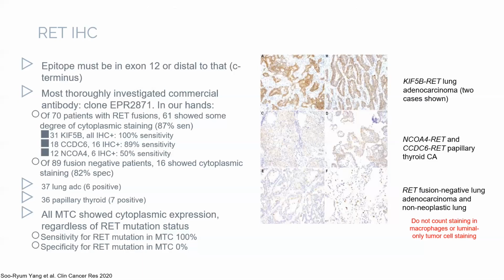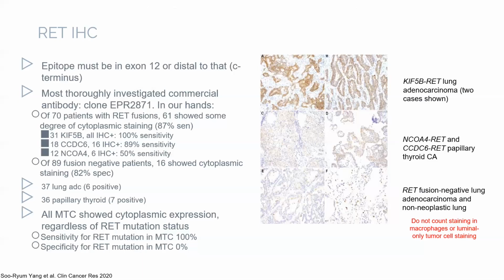We found it not to be useful for medullary thyroid because it stained every case regardless of mutation status, and that might be due to the neural differentiation. Because it's visual like FISH, it'll work for low tumor purity cases. The images here are some examples of how RET IHC stained.